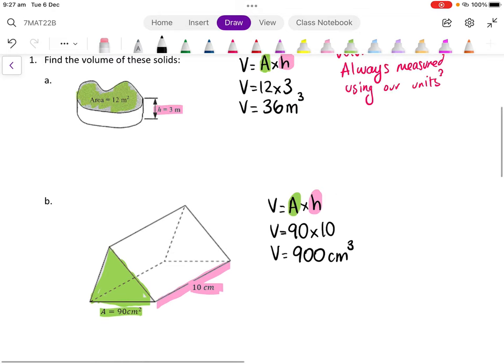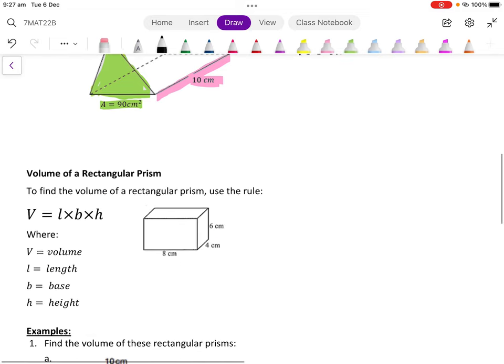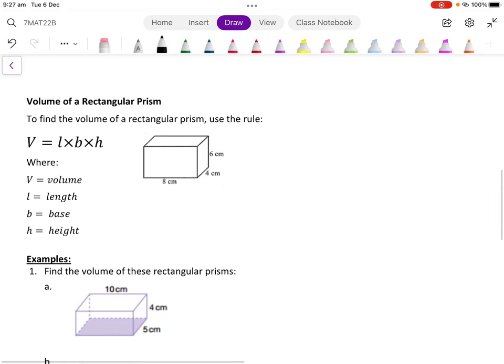Okay, so that is if we've been given the area of the face. What we can then do is find the volume of a rectangular prism. So to find the volume of a rectangular prism, we use the rule V equals length times breadth times height, or V equals L times B times H. So V stands for our volume, L stands for our length, B stands for our base, and H stands for our height.